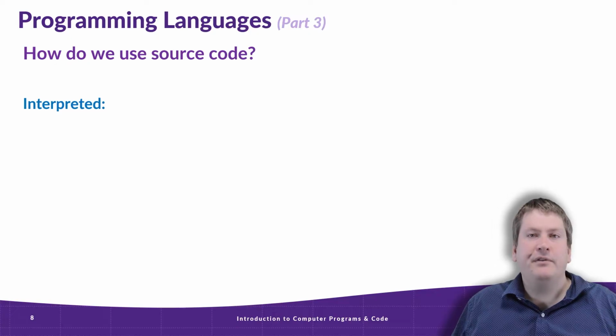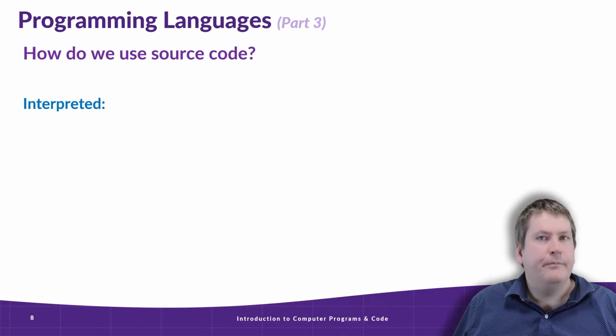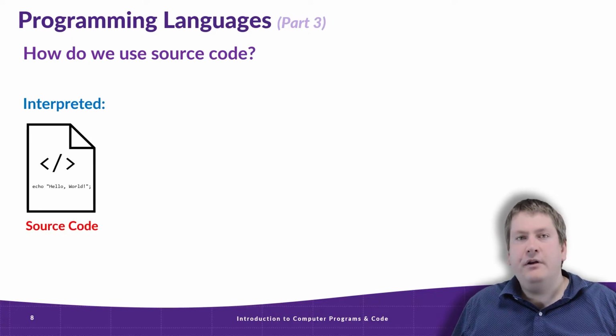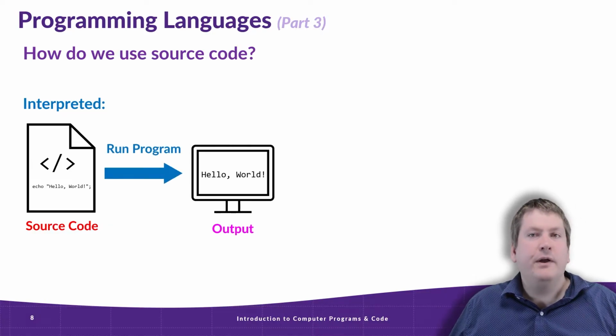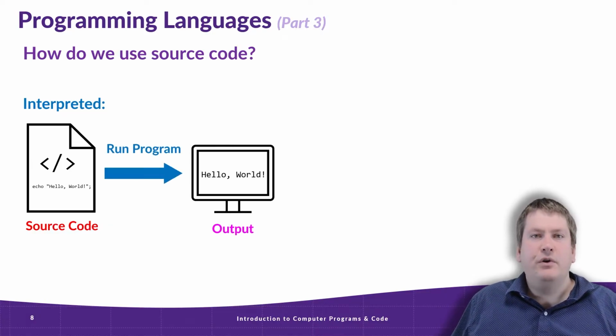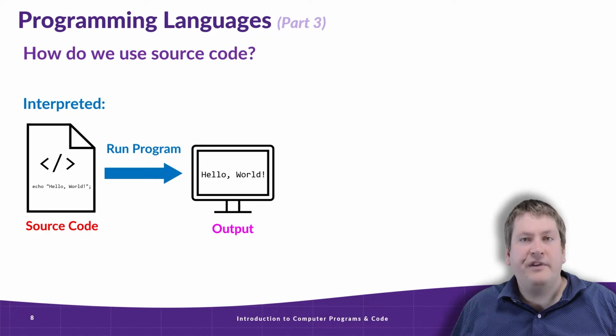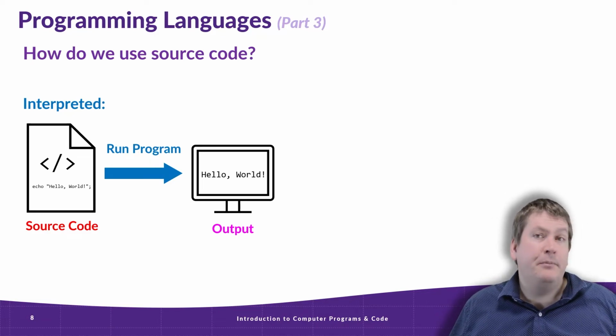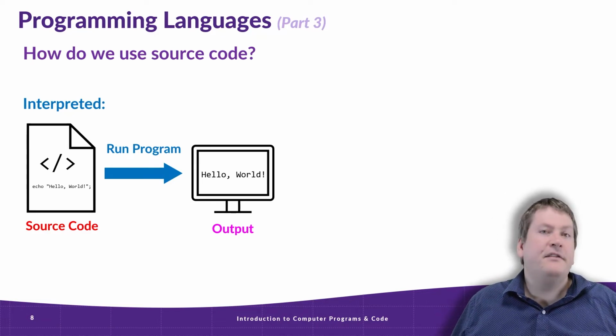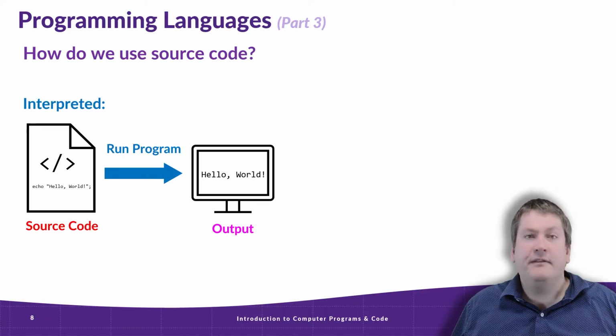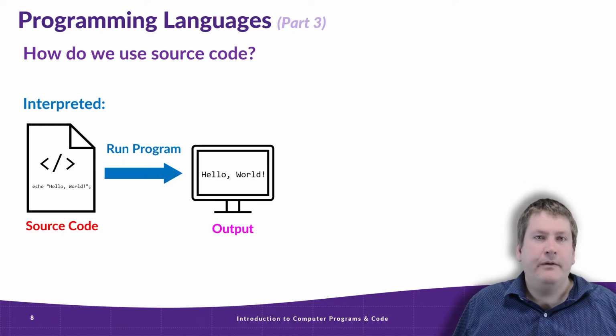The other way we can use source code is by interpreting it. When using an interpreter, the source code is executed one line at a time, and the machine code instructions are sent directly to the processor, rather than creating some sort of intermediate form. And this is given to you as output lines, live as the program is running.